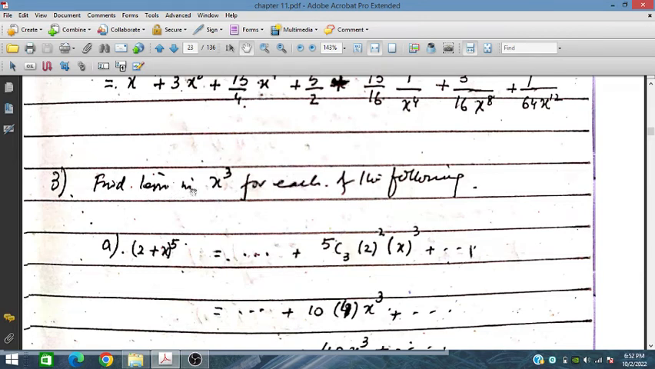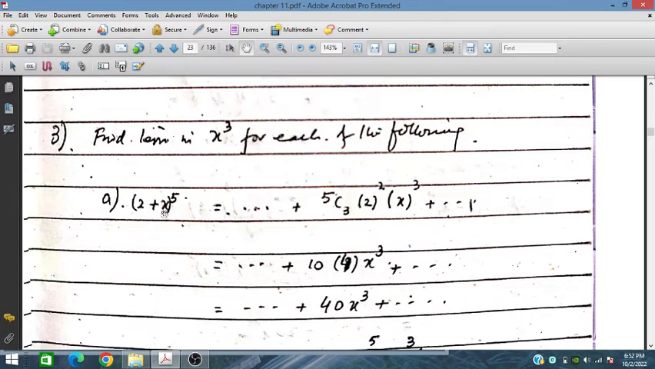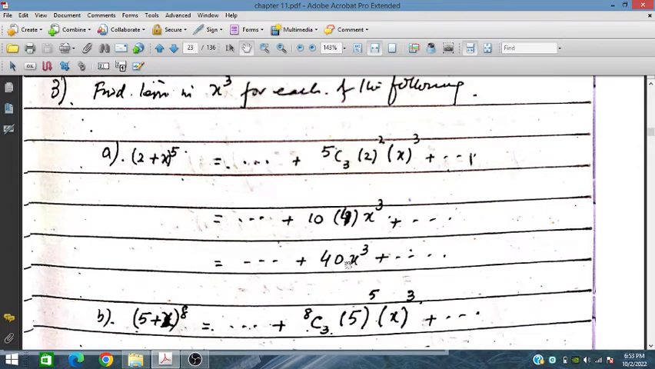Find the term in x power 3 for each of the following. In this expansion we have to find the coefficient of x power 3, so let's see. Here we have x, so the term with 5C3 will have this x power 3. So we have obtained it by this.